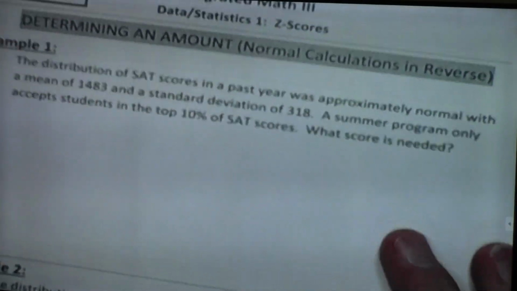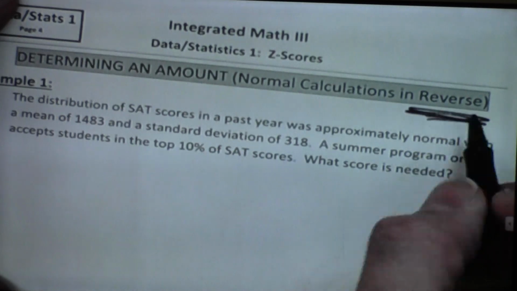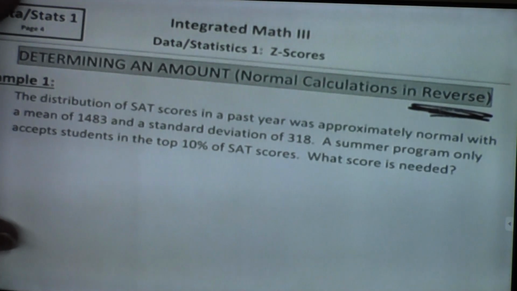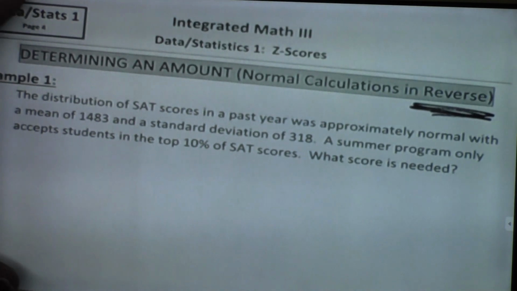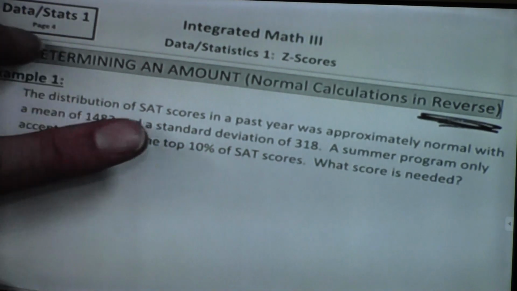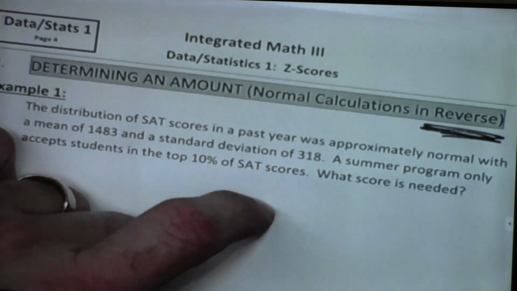Okay, let's look at the third problem, or fourth page rather, the third type of problem. And this one's determining an amount. We're going to go in reverse. So what you've seen so far is how to use the z-score to get a percent, and from that to get an amount. Now we're going to take an amount, because you're given the amount on it and you use that. Now, we're going to need to find an amount.